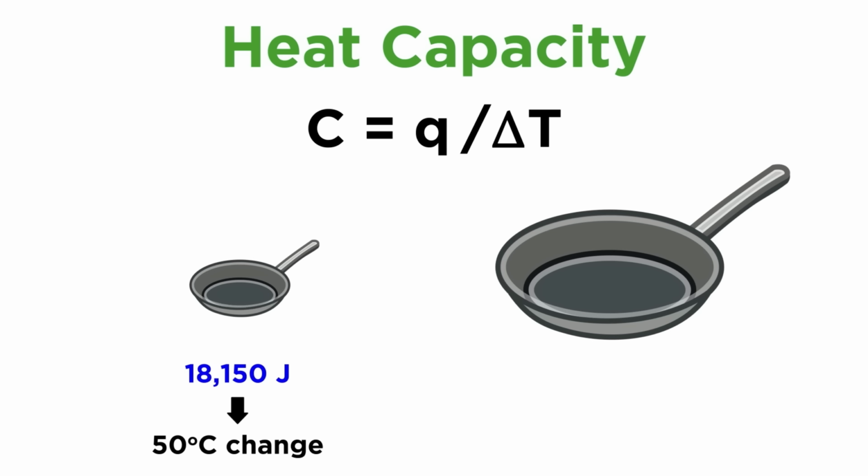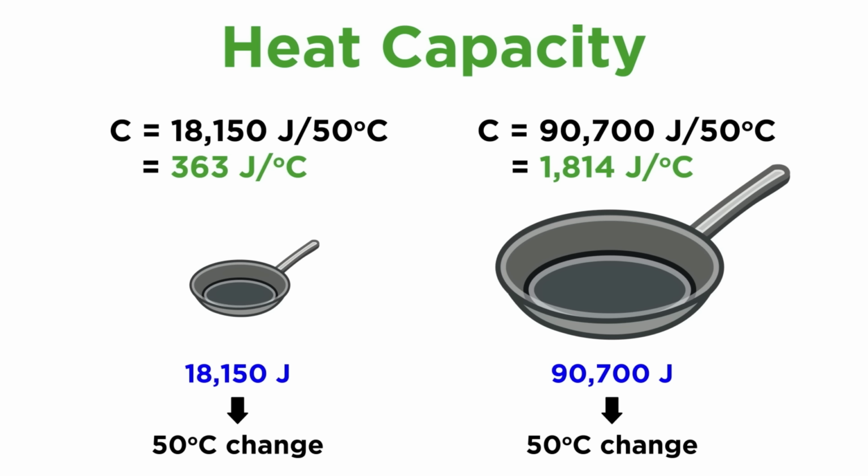Let's say it takes 18,150 joules of energy to raise the temperature of the small pan by 50 degrees, and it takes 90,700 joules of energy to raise the temperature of the large pan by 50 degrees. What will be the heat capacity of each pan? Plugging in these values, we should get 363 joules per degree Celsius for the small one, and 1,814 joules per degree Celsius for the large one, which, as we would expect, is right around 5 times the other one.